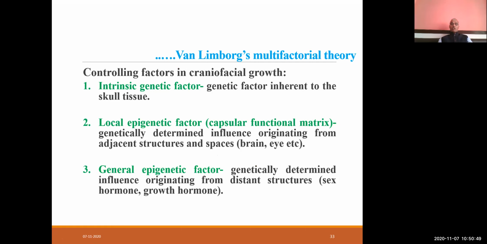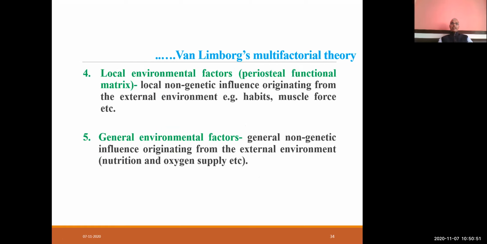General epigenetic factors are genetically determined influences originating from distant structures like sex hormones and growth hormones. Local environmental factors, that is the periosteal functional matrix, are local non-genetic influences originating from the external environment, like habits, muscle force, etc. General environmental factors are general non-genetic influences originating from the external environment, like nutrition and oxygen.